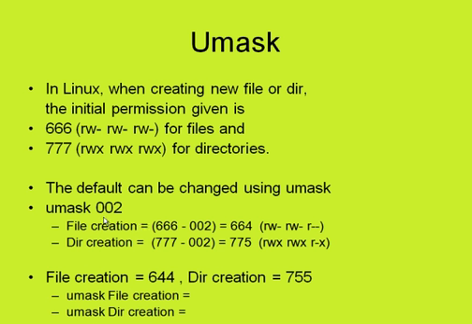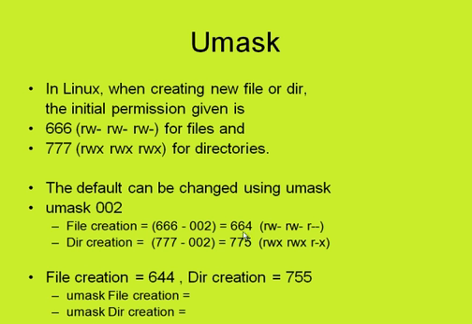For example, if we set Umask equal to 002, then the initial file permission instead of 666 will become 664, and the initial directory permission will become 775. So as you can see, the resultant permission will be more secure than the initial permission without Umask.